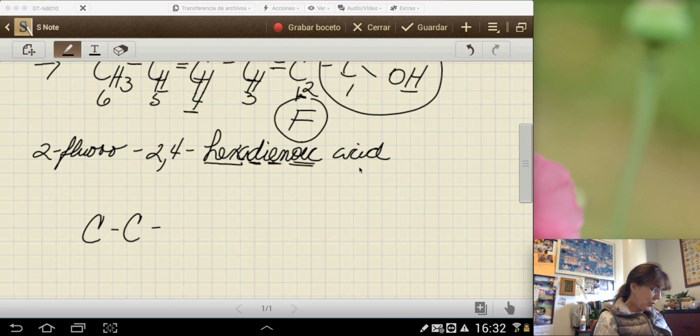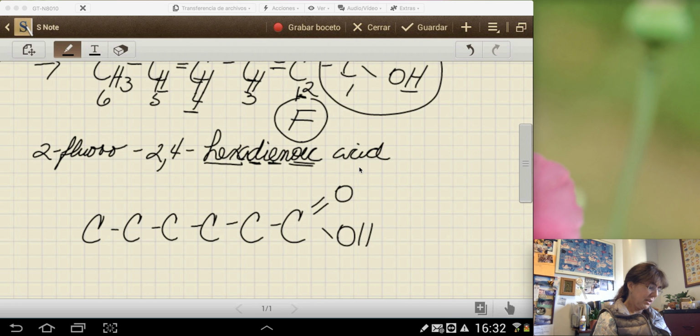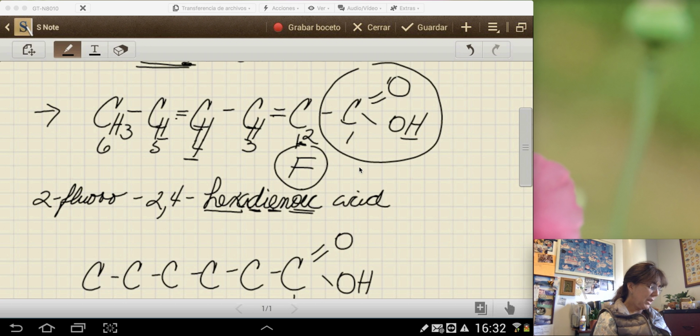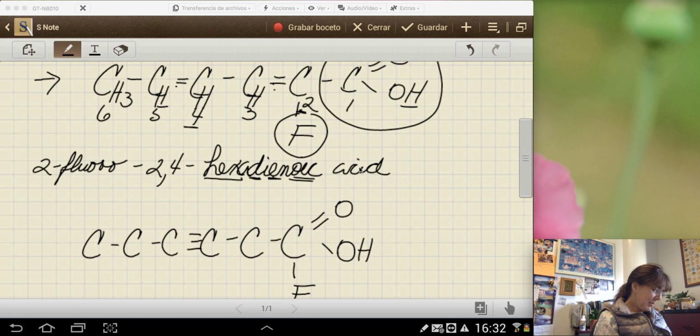1, 2, 3, 4, 5, 6 carbon atoms. I have my carboxyl group over there. I still have my fluoro over here. And what I'm going to do is change these 2 enes for an yne on whatever position. I'm completing my tetravalencies. 3, 4, 5.